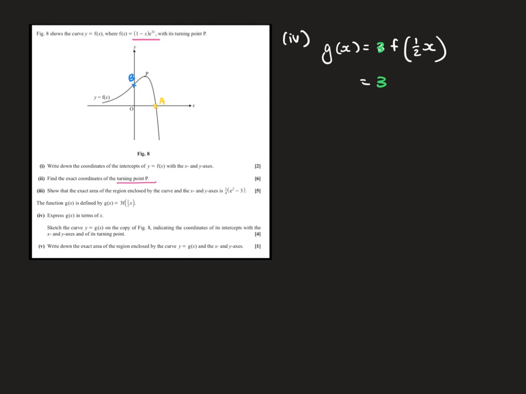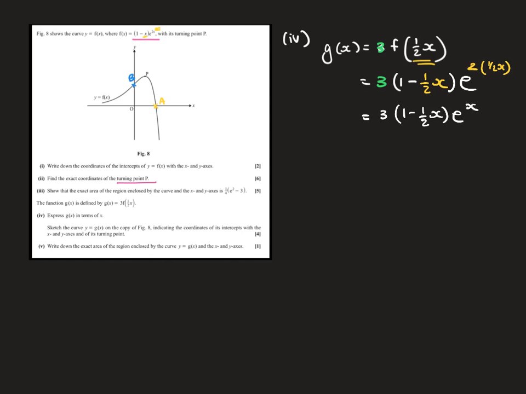Now, we're replacing x by a half x. So there's an x here, and then there's an x there. So we get 1 minus a half x, and then e to the 2 multiplied by a half x. So how does this simplify? This simplifies to 3, 1 minus a half x, e to the x. So that's what g of x is.